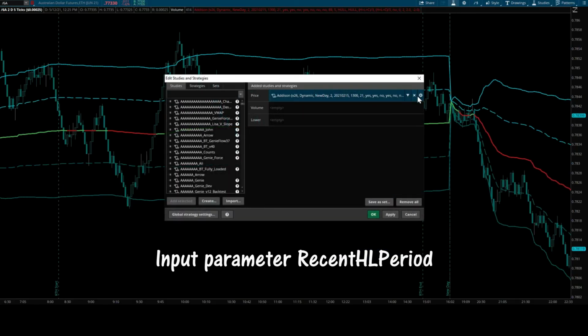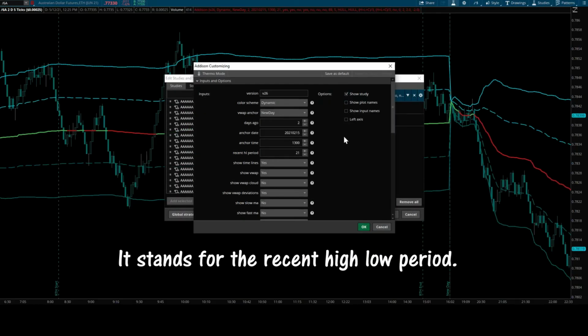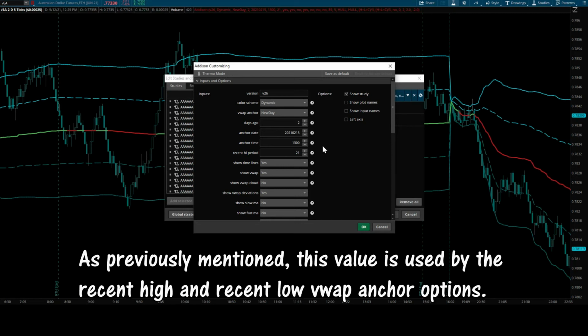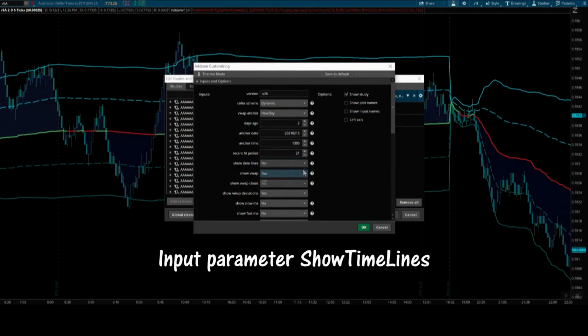Input parameter: Recent HL period. It stands for the recent high-low period. As previously mentioned, this value is used by the recent high and recent low VWAP anchor options.